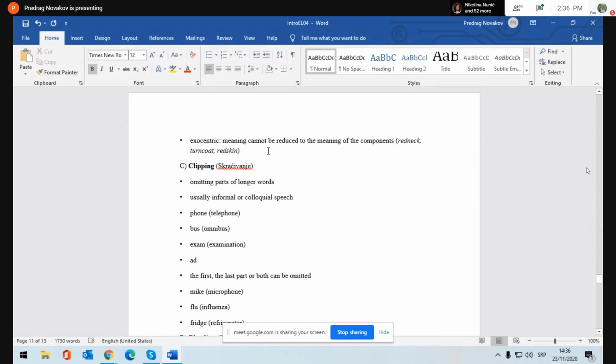So redneck, turncoat, redskin. Now remember, I told you that sometimes the compounds do not have the meaning directly related to the meaning of the components. This is the example. Okay. So redneck, what does it actually mean? It's not really a neck, not literally a neck. It actually denotes what?